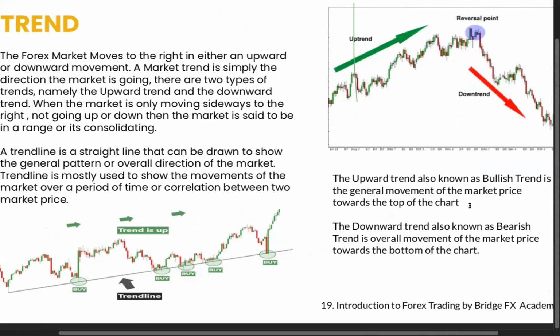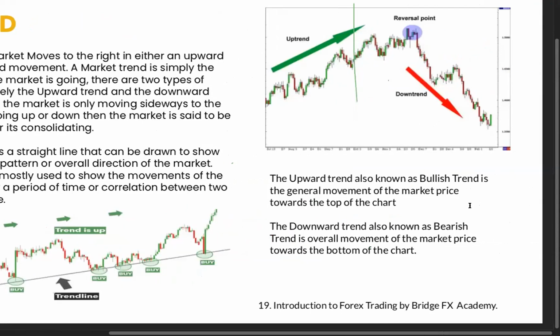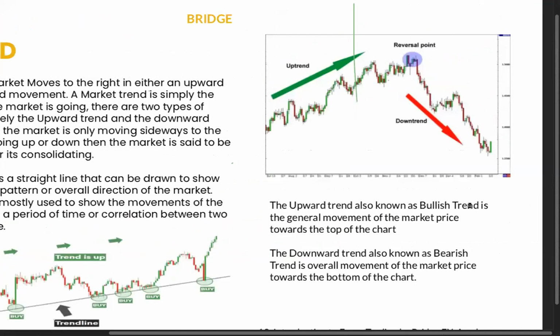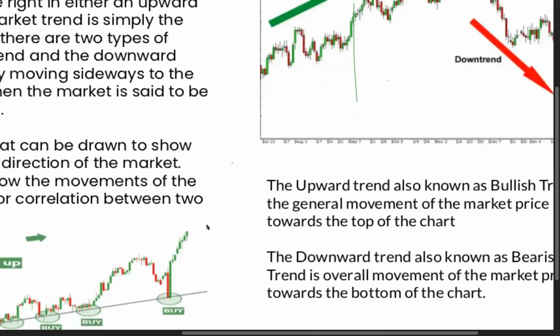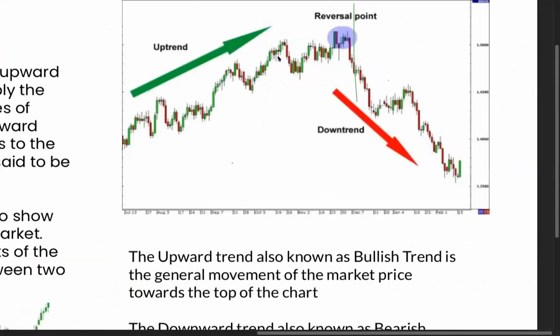The upward trend is also known as a bullish trend. Look at this trend right here. This is called a bullish trend. When the market is buying, you can say the market is bullish, bull. That same bull animal. The market is buying. So when it's buying, you can also say the bulls are in power and the bulls are trading. The buyers are trading. The market is going bullish.